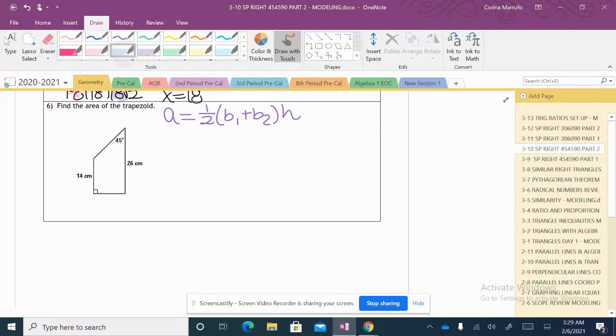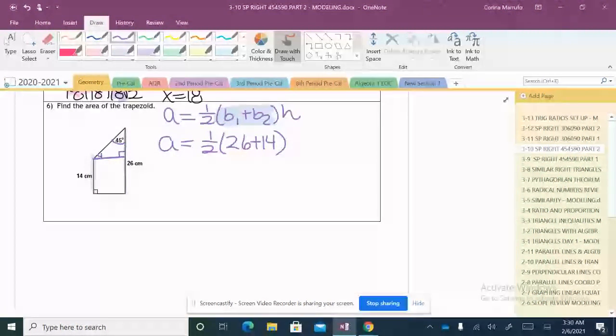Okay, so let's see what they give us. They give us this is 14 and this is 26, which are both of our bases. Okay, so I already know what those are. All we got to do now is figure out what h is, what the height is. So 26 plus 14, and we need to figure out what that height is to find the area. Okay. Now they do tell us that this is a 45-degree angle. This would be considered my height. And so this would make a 45, 45, 90 triangle.